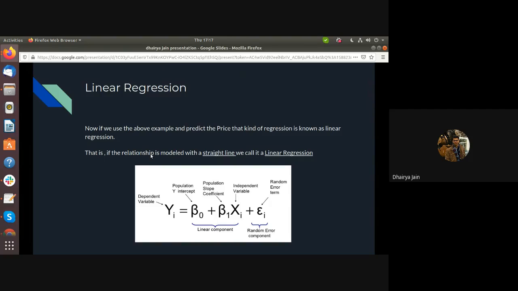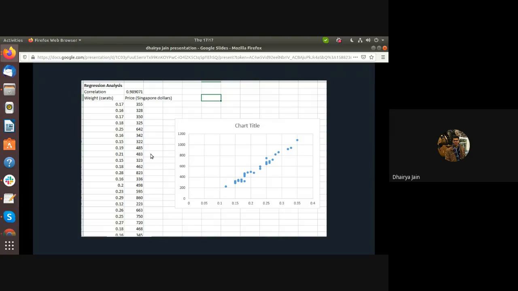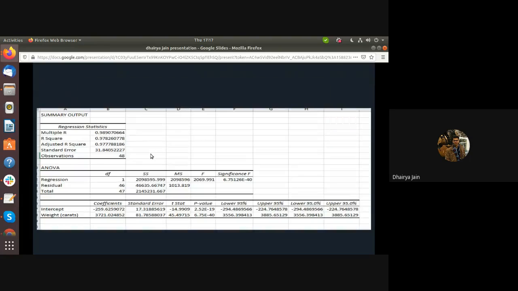So here is the data of carat versus price, which I have mentioned. It's visible. Here's the mock data that I have collected, which is the price versus weight of diamond, price being the dependent variable. Now, after applying the regression in Excel, these are some of the results.